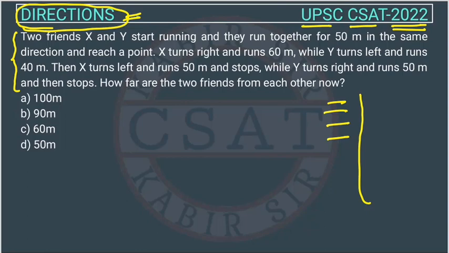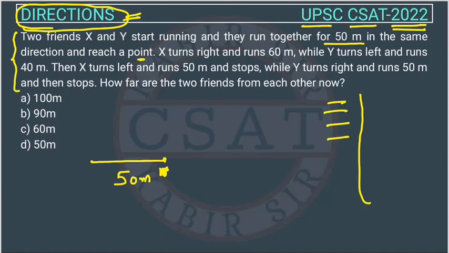So two friends X and Y start running and they run together for 50 meter. Suppose this is the starting point, and no direction is given. So they say X and Y start running and they run 50 meter in the same direction and reach a point. Okay, this is a point.